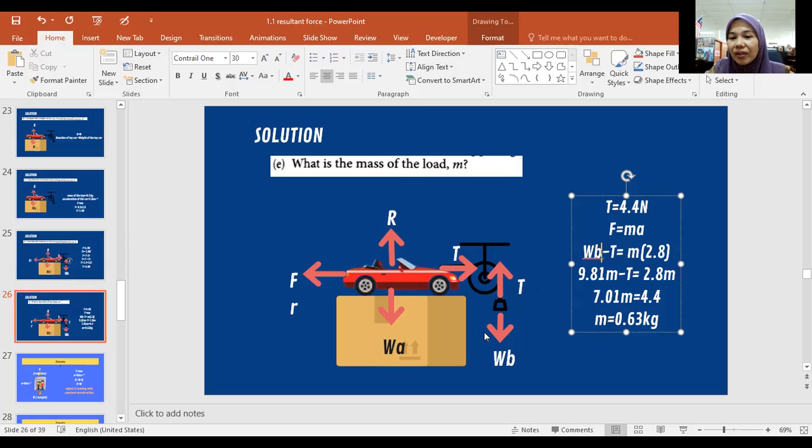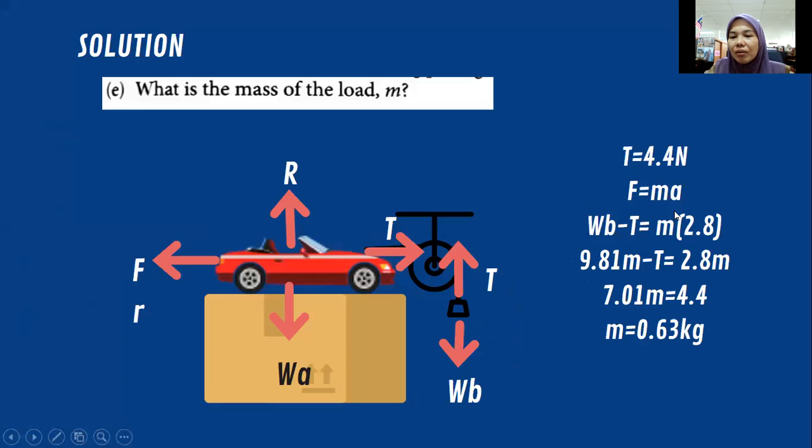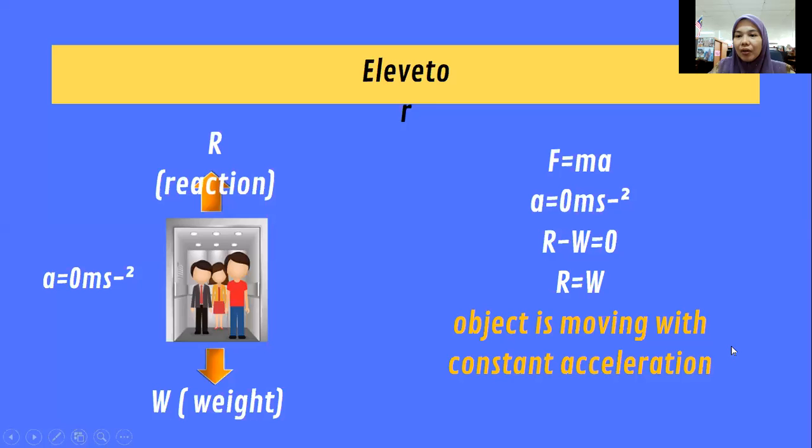Free body refers to the free body diagram. WB minus T is equal to ma. The acceleration a is given in the question, a is equal to 2.8. So substitute into the formula. Weight WB is equal to mg, where g is equal to 9.81. So 9.81m minus T is equal to 2.8m. Calculate, and you will get m is equal to 0.63 kg. I hope you understand.